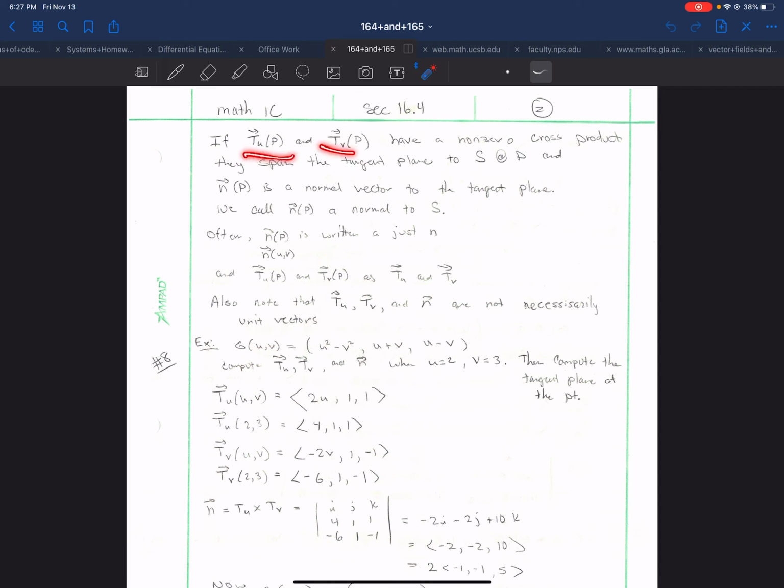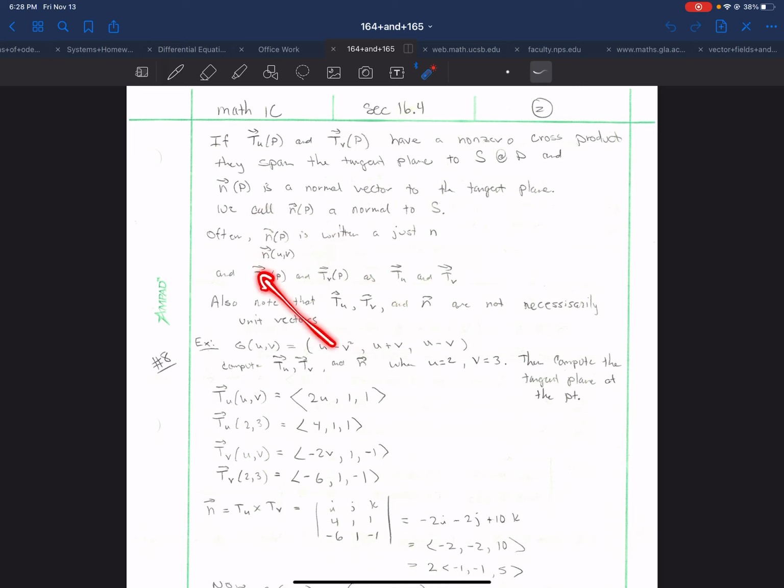So knowing that this is not zero means that there is an angle between them, because if the cross product was zero, then there's a sine of theta in there, and that can only happen if the angle is zero between them. And so then they would be pointing in the same direction, and you would only have a single vector and maybe a different length vector, but those don't necessarily span a plane.